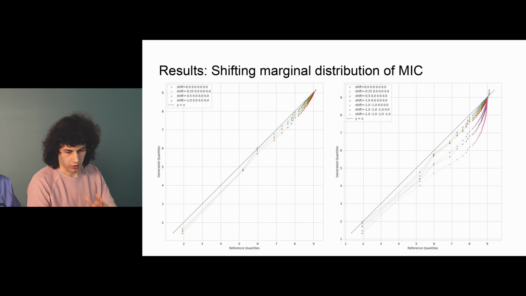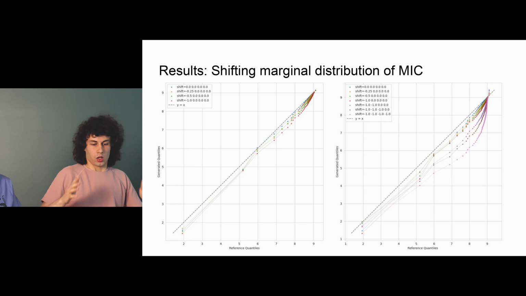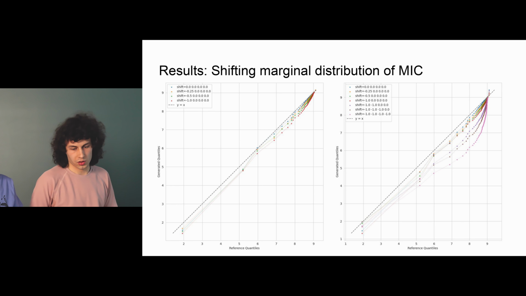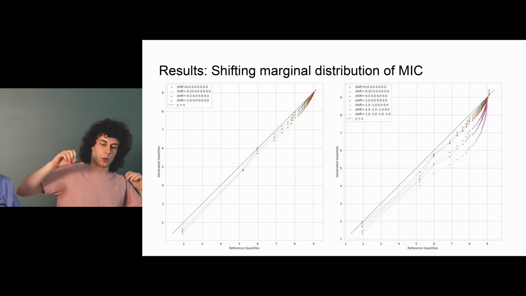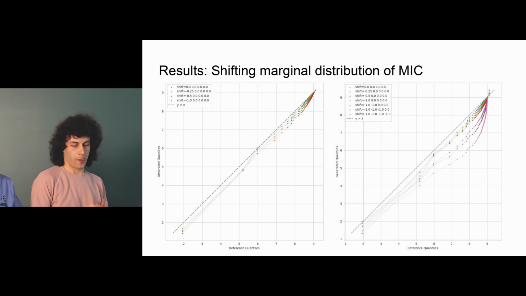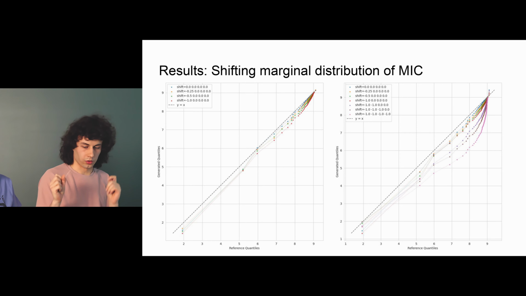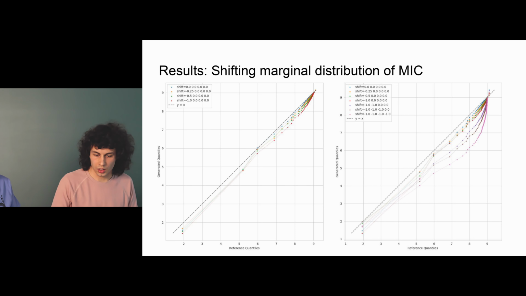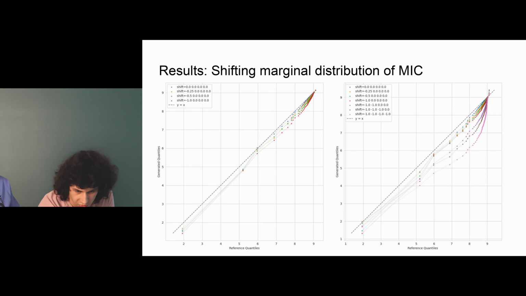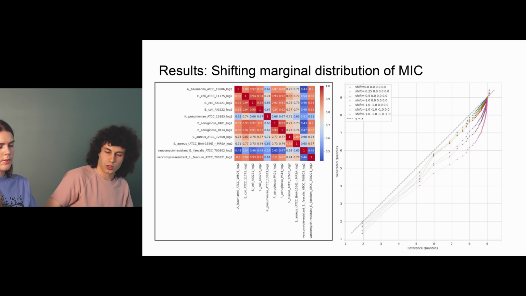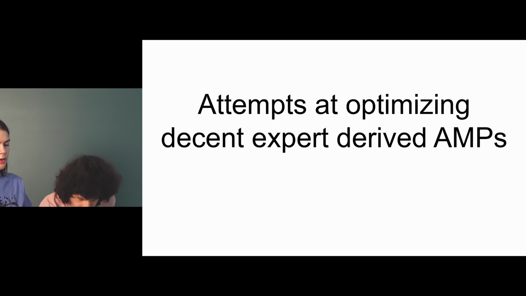All right, and a hot take here is that if you add more conditions, then you may shift the distribution more. On the right, you can see that when we are shifting more conditions than the target one, we can actually shift the target one more. And this is likely due to the correlation between these MIC properties.